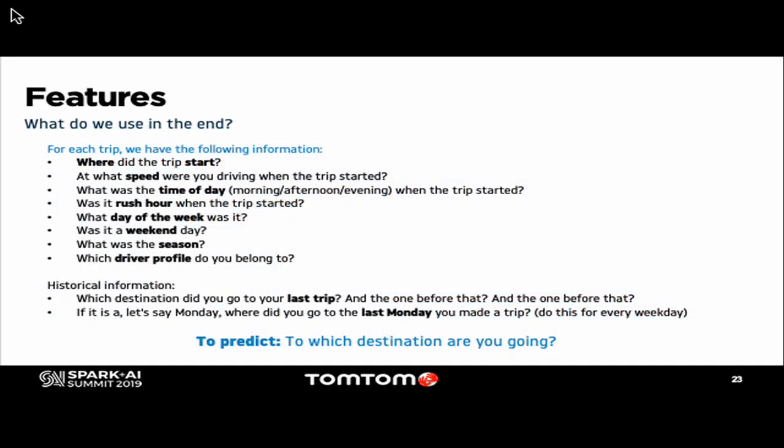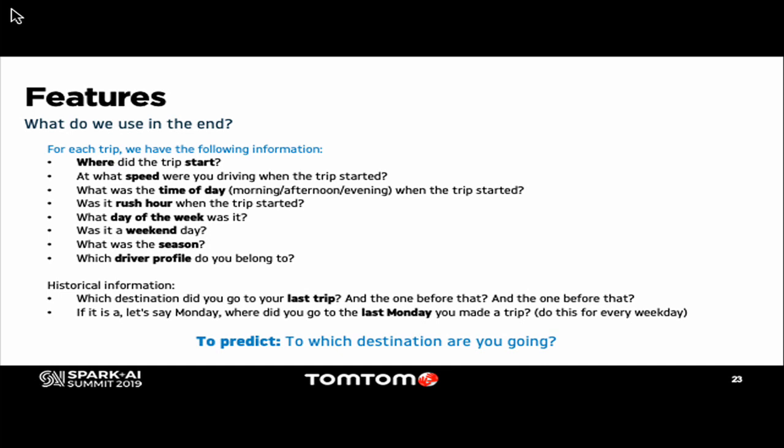The features that we have, per user, are: where did your trip start? What was the speed that you were going at? Is it a weekday? What kind of weekday? And also some historical information, like where did your last trip go to? Where did you go last Monday? And this is all to predict where you are actually going.